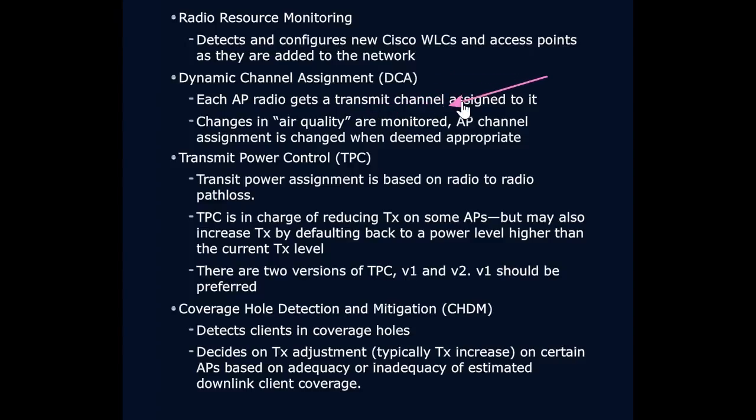And again, air quality is monitored. If there are other things occupying that channel, and 11 is available, then it would jump to 11. Of course, those are 2.4 gigahertz examples. 5 gigahertz would have some different numbers, like 36, for example.